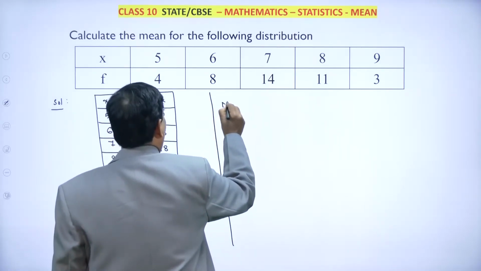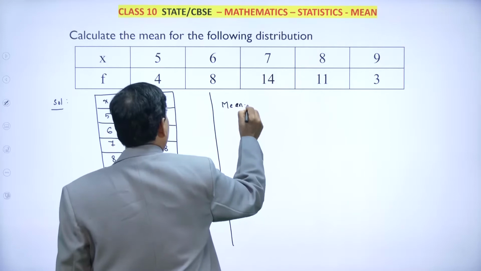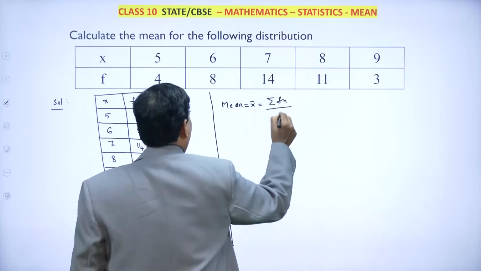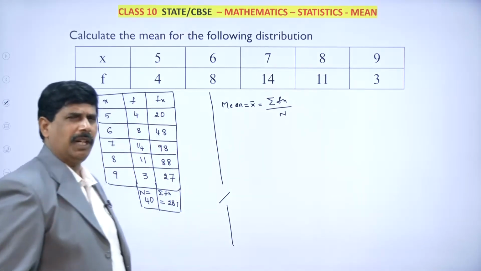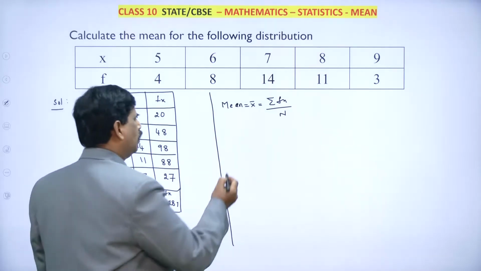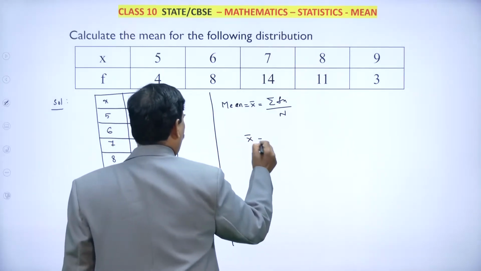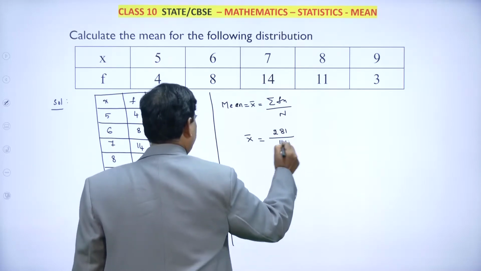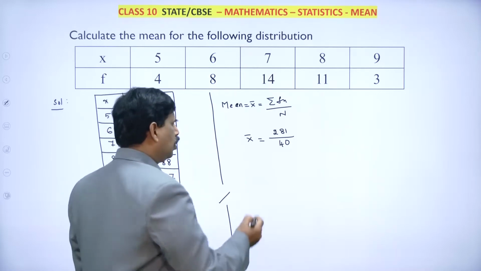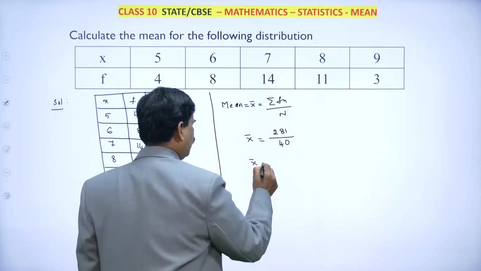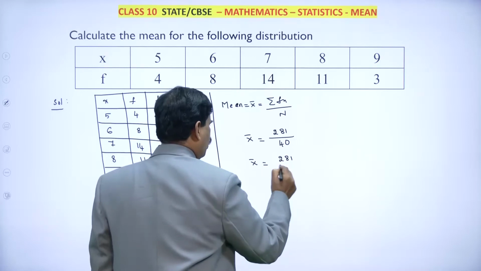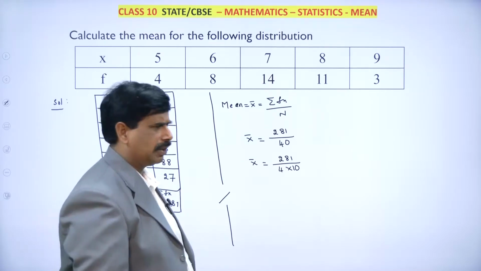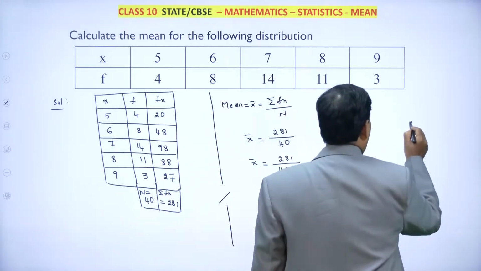So mean x bar is equal to, what is the formula we have? Sigma fx by n. We know mean x bar is equal to sigma fx by n. So now x bar is equal to, how much is sigma fx? 281 by 40. So now how will you simplify this? You write it as 281 by 4 into 10, children. That will make the calculation easy. So now you divide 281 by 4.